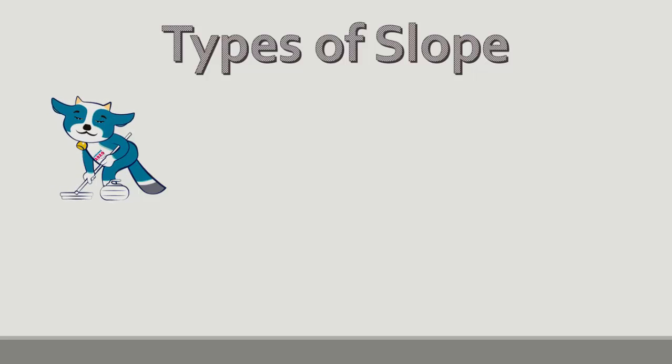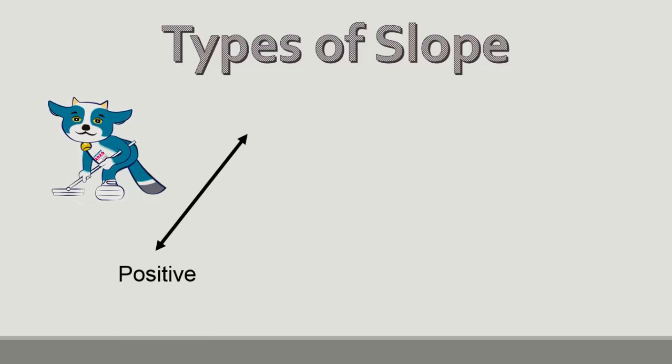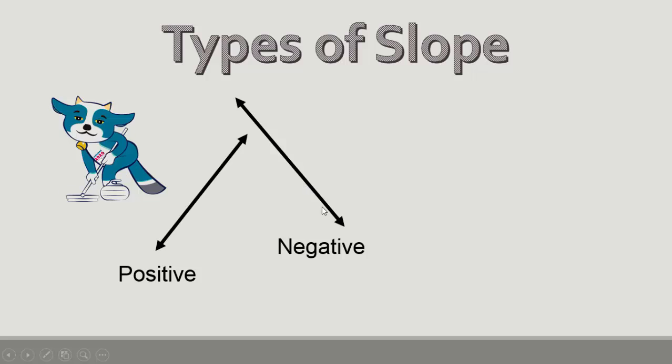So we've learned that there are different types of slopes. This way, when it's pointing to the right, this would be called a positive slope. If it goes to the left, it's negative slope.